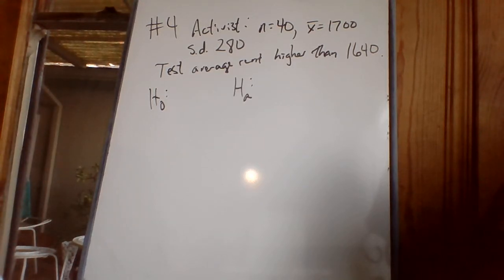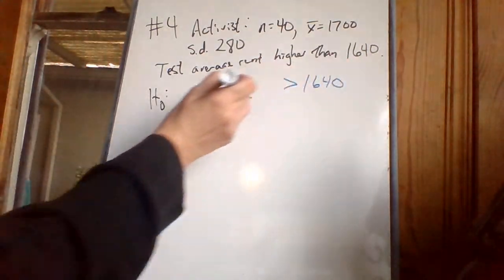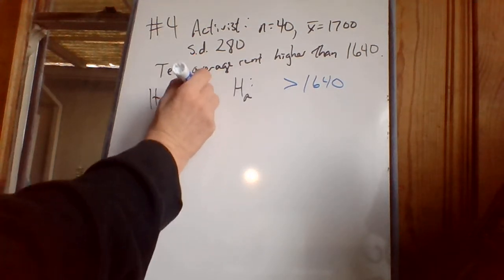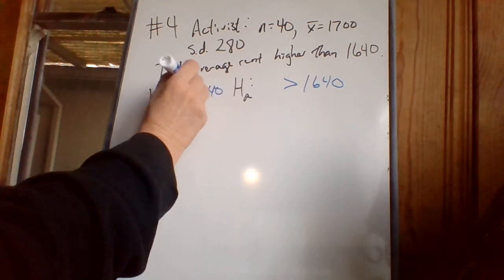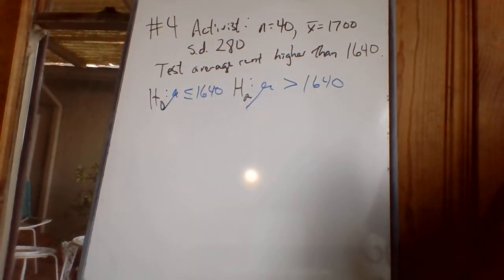So 1640. Higher than 1640, that's like greater than. They don't mean it is 1640. It could still be 1640, but they don't mean that. They mean it's higher than that now, like 1650 or 1660, but not 1640. So they're saying greater than. Again, if it doesn't have an equal sign, it goes over there. Okay, none of these problems did we ever actually solve for them. We were just trying to set up the hypotheses.